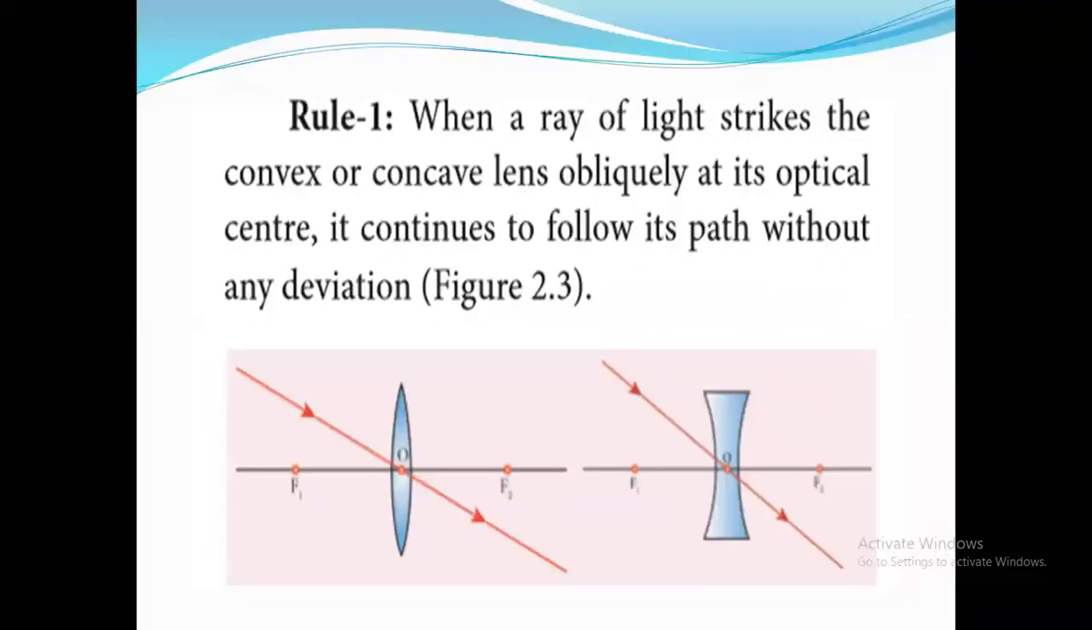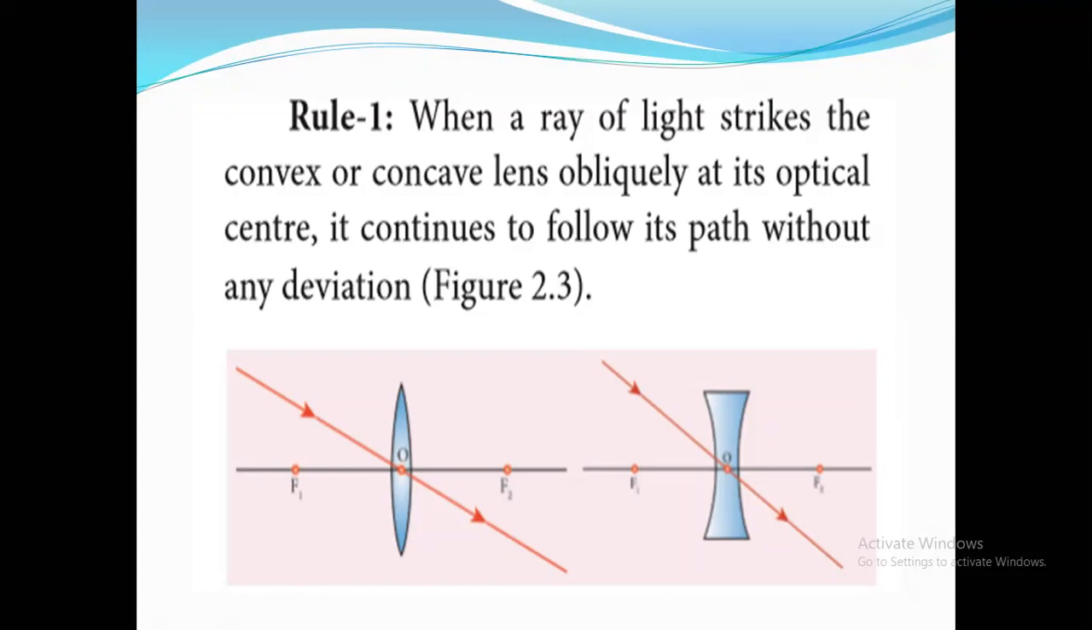So, first, a ray passes through the optic center. When a ray passes through the optical center, it continues to follow its path without any deviation. The ray will go through that side only, through that path only.